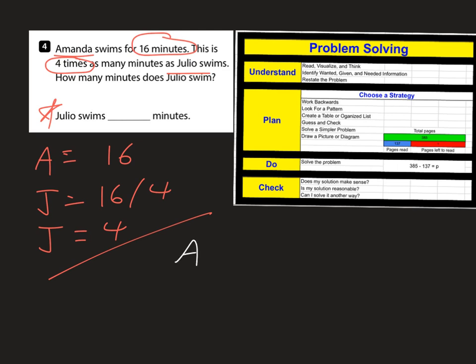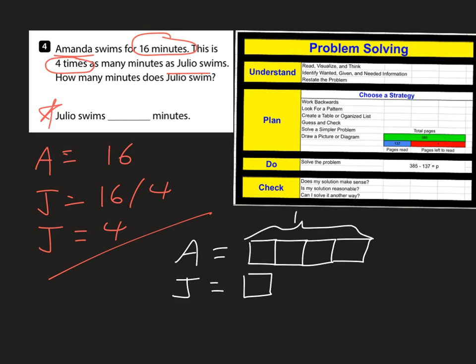So we have Amanda and we have Julio. I know that Amanda swims 4 times more than Julio. So here's Amanda, 1, 2, 3, and this is 4 times more than Julio. And the total is 16. So divide 16 into 4 equal groups, which will give me 4. So I know that Julio swims for 4 minutes, and Amanda swims 1, 2, 3, 4 times more than Julio.